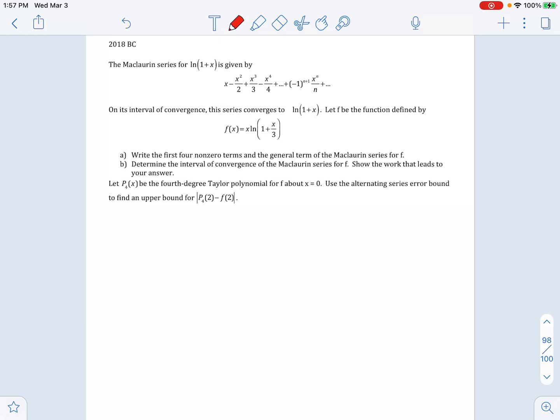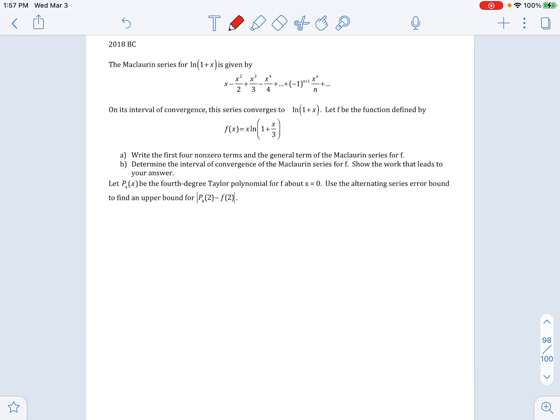There is a Maclaurin series for natural log of 1 plus x that's given, and you can tell it's Maclaurin because it's centered at 0. And it converges on whatever its interval of convergence is. And there's another function, which is x times the natural log of 1 plus x over 3.